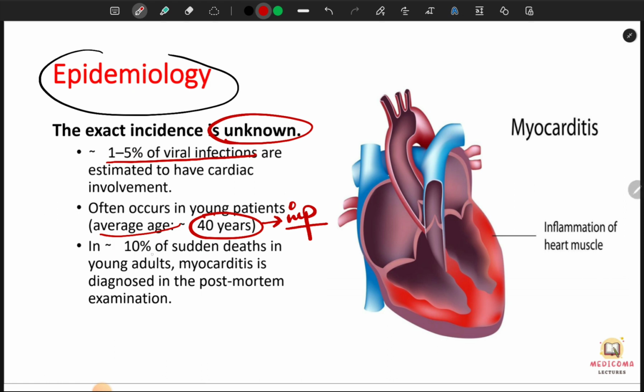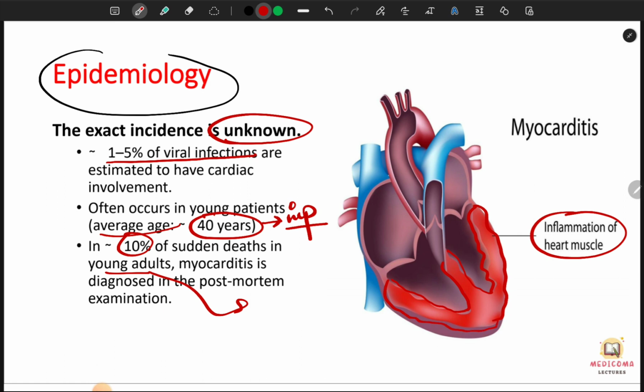And in 10% of the sudden deaths in young adults, myocarditis is diagnosed in the post-mortem examination. Sudden death is due to arrhythmias. Why? Because when myocardium is not working properly, there will be cardiac arrhythmia which leads to the death of the patient. So this one is the inflammation of the हार्ट मसल्स इज कॉल्ड. सो यू कैन सी इस पिक्चर में जो है वो हार्ट की जो मिडल लेयर है, सो इसकी इन्फ्लामेशन हुई है. ठीक है.